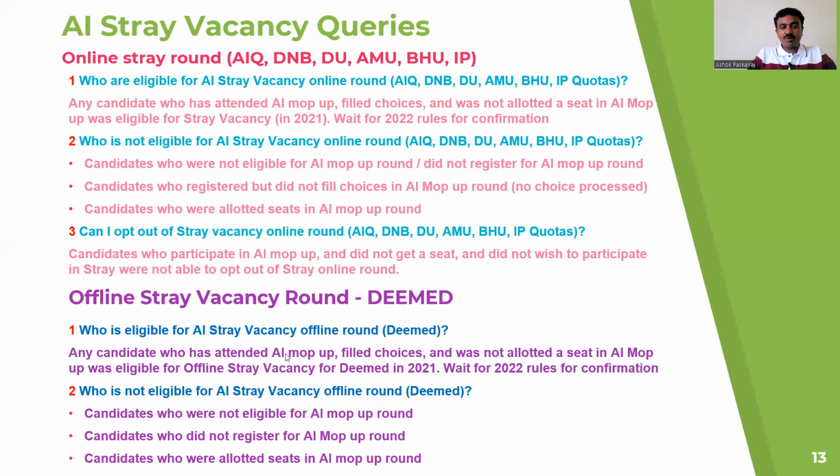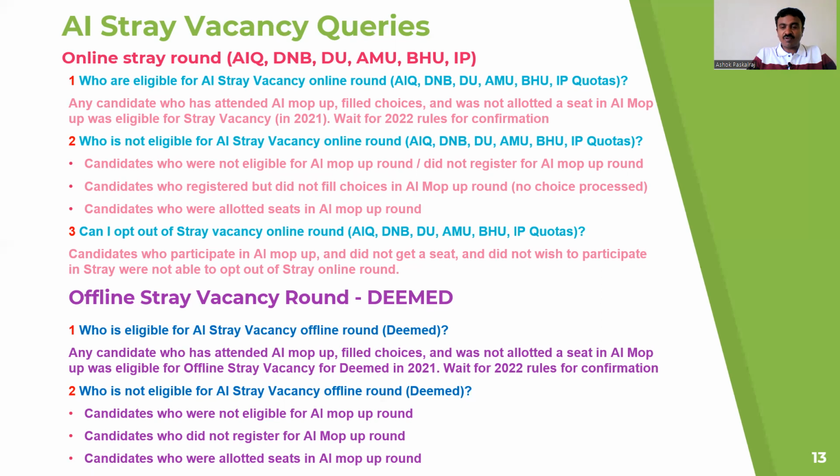No. Any candidate who has attended All India Mop-up and was not allotted a seat in All India Mop-up. So basically, forget this fill choices part. Some may not have filled choices, but still were eligible. So basically, if you were not allotted a seat in All India Mop-up, you would be eligible for offline stray. How will this information be shared? MCC will share the complete list of vacant seats in deemed universities and also the list of eligible candidates for deemed universities, and those candidates can approach the deemed universities for the vacant seats mentioned.